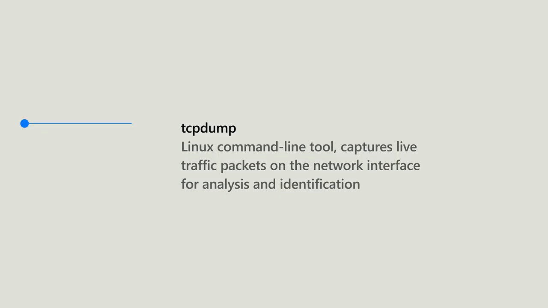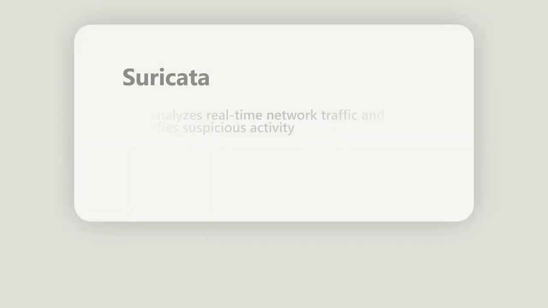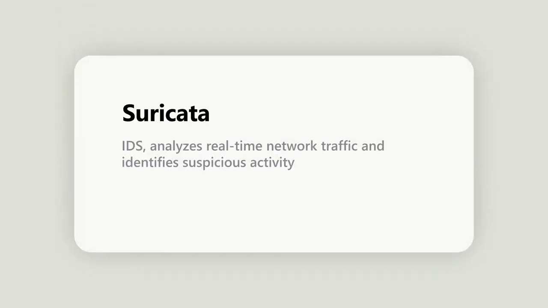It captures live traffic packets on your network interface, allowing you to analyze protocols and identify potential issues. tcpdump is a fundamental tool for Linux users and integrates seamlessly with other open source tools for powerful analysis pipelines. Third is Suricata, which is like a network security guard on steroids. It's a free and open source intrusion detection system that analyzes real-time network traffic, identifying malicious activity and potential threats. Suricata can be configured to detect a wide range of attacks, including malware communication and unauthorized access attempts.